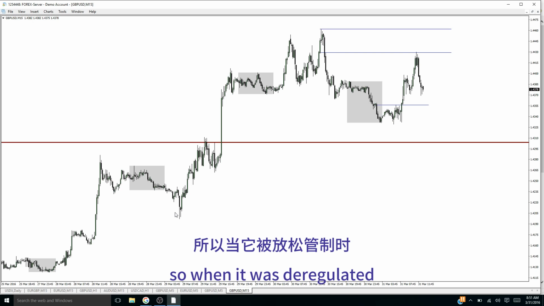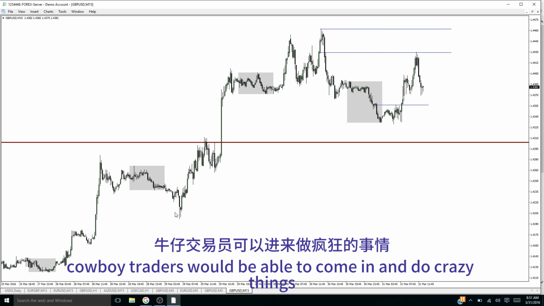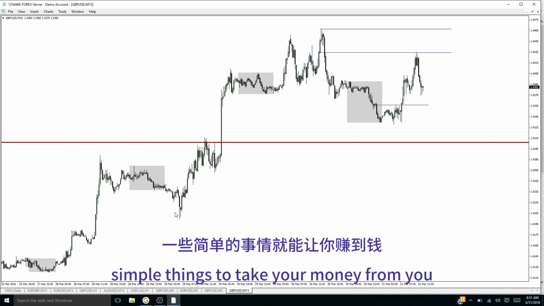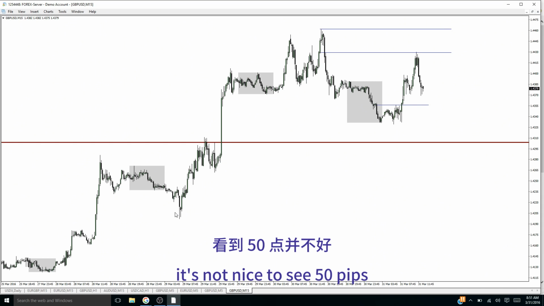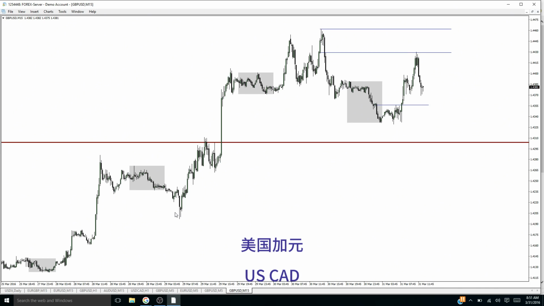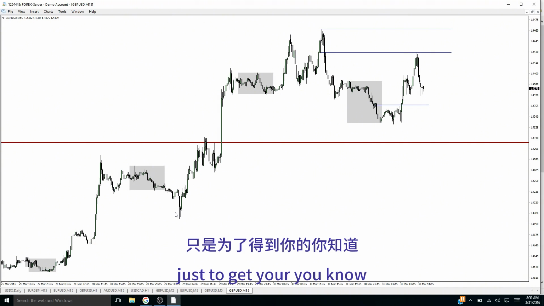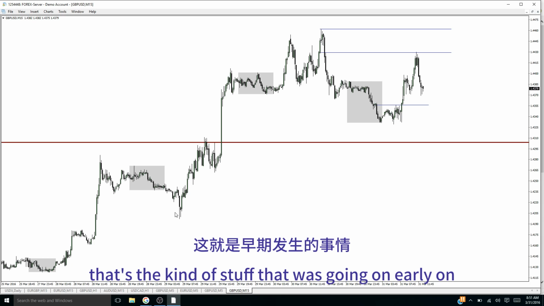So when it was deregulated, it was like the Wild West was there again. Cowboy traders would come in and do crazy things, and a brokerage would be able to open up a bucket shop and do simple things to take your money from you. It's not nice to see 50 pips expand beyond the interbank high on USD/CAD, going 50 pips above the high just to get your liquidity because they know they can do it and you're going to get knocked out. That's the kind of stuff that was going on early on.